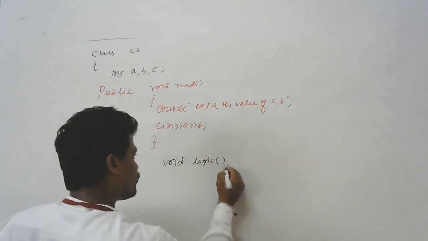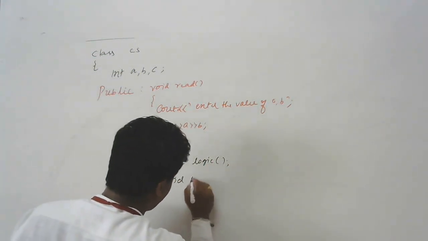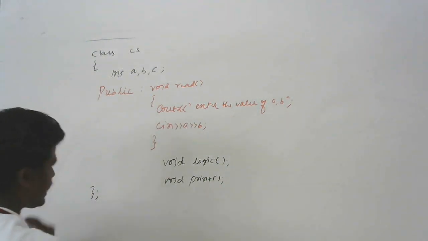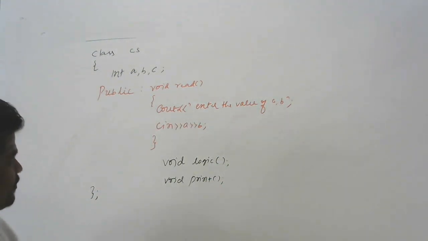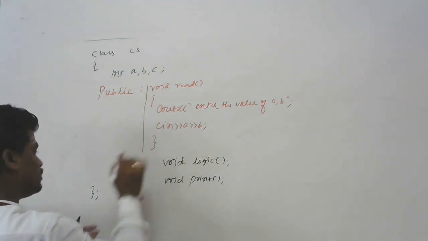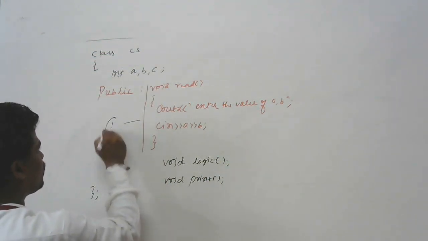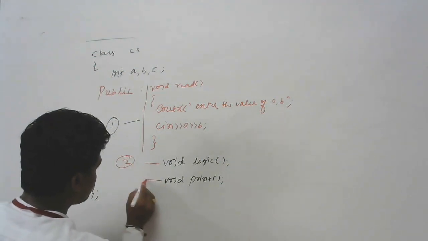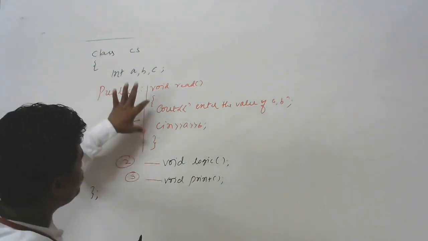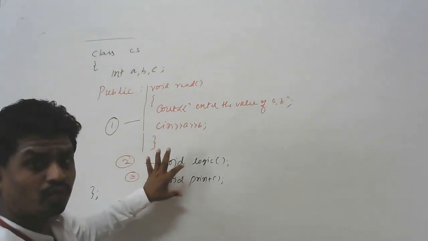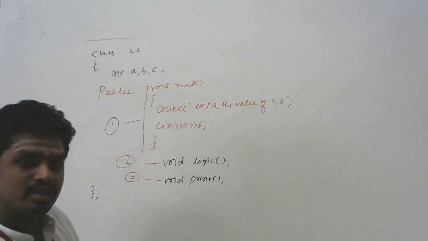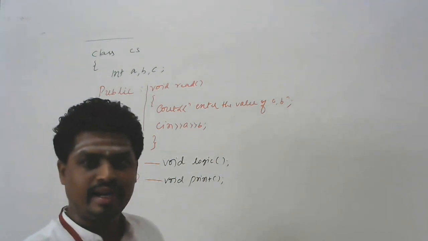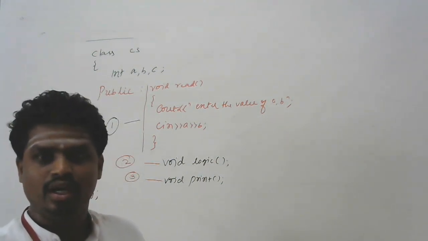Okay, and one more function I will call void print, and close the class block. So how many functions have I defined? This is 1, this is 2, this is 3. One is with the body, the other 2 are without the body, but somewhere we are supposed to define them. This program indicates inside the class definition and outside the class definition.